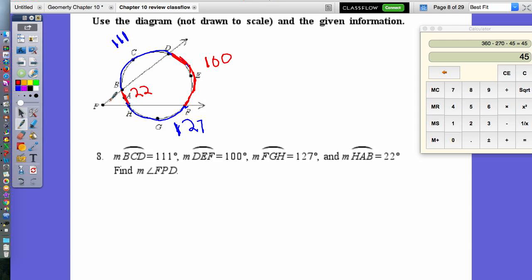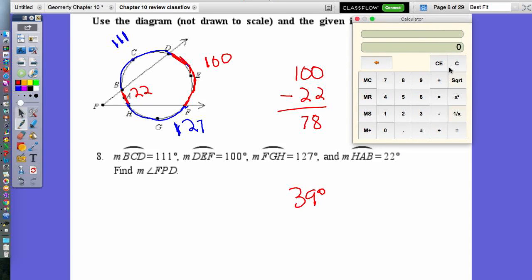Find FPD. So I'm finding the external angle created by two secants that have a common endpoint outside the circle. For that, I take the measure of both arcs. 100 minus 22 is 78. And I divide that by 2. And I get 39 degrees. So once again, on the calculator, 100 minus 22 is 78 divided by 2.